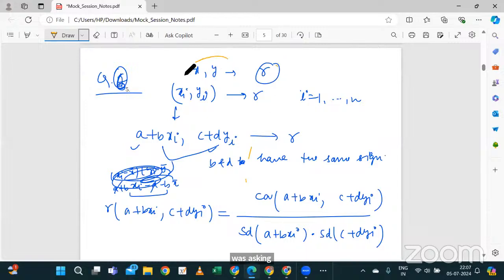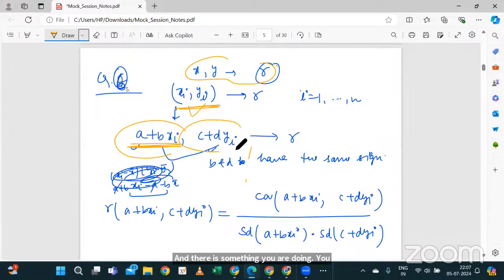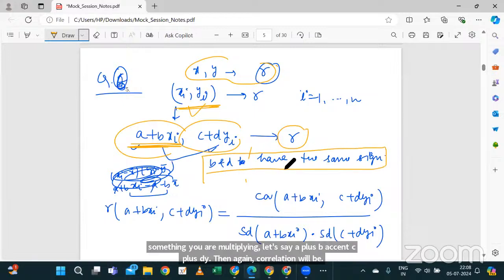Suppose R is the correlation coefficient between x and y. Suppose these observations are xi and yi, and you are adding something and multiplying, let's say a plus bxi and c plus dyi. Then again the correlation coefficient will be R. The thing is that b and d should have the same sign.